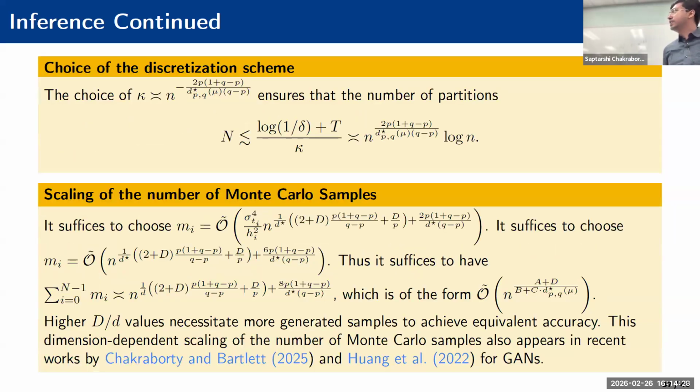Now for the discretization scheme, we choose kappa to be scaling with this. So the interval lengths become shorter and shorter as well. Kappa scales with n power minus something. So if you increase the number of data points, your discretization points become closer and closer together. And the number of points you have in the discretization scheme is given by this. That also scales with some polynomial of n that depends on p, q, this intrinsic dimension, and so on.